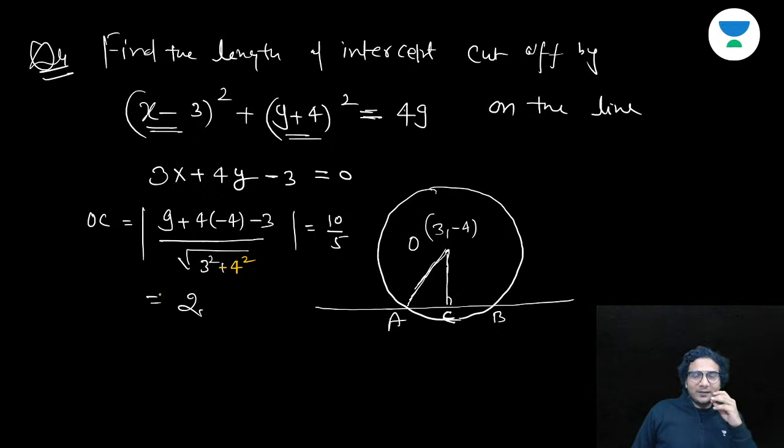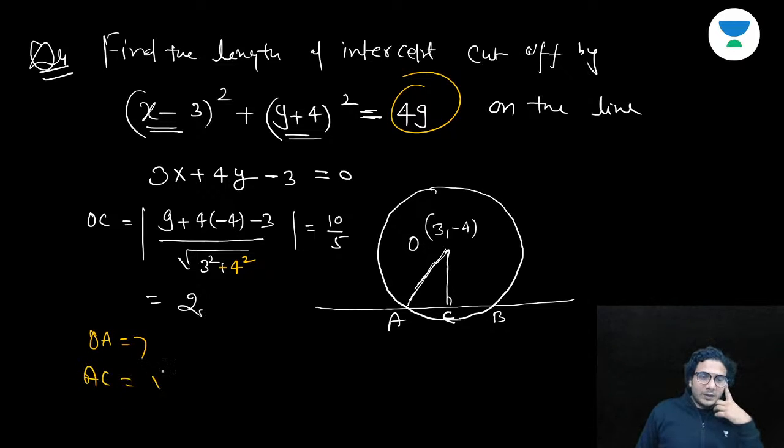Actually, I checked that calculation. And while framing the question, I was checking the calculation only. So this OC is 2 and radius square is 49. So radius, OA, is equal to 7. Then you can see AC is equal to under root of 7 square minus 2 square. So it's 49 minus 4. 49 minus 4 is 45. 45 is 3 root 5.